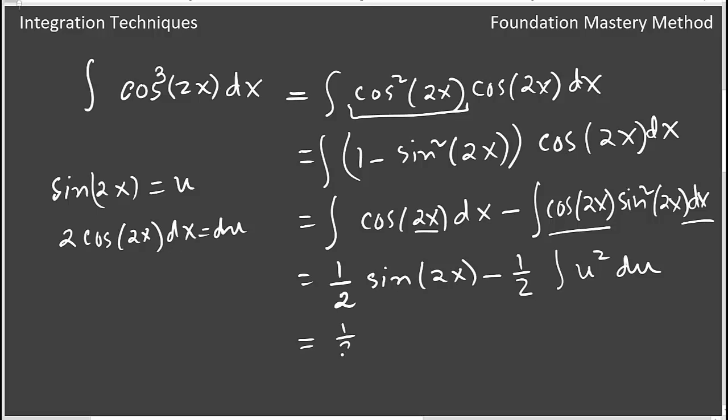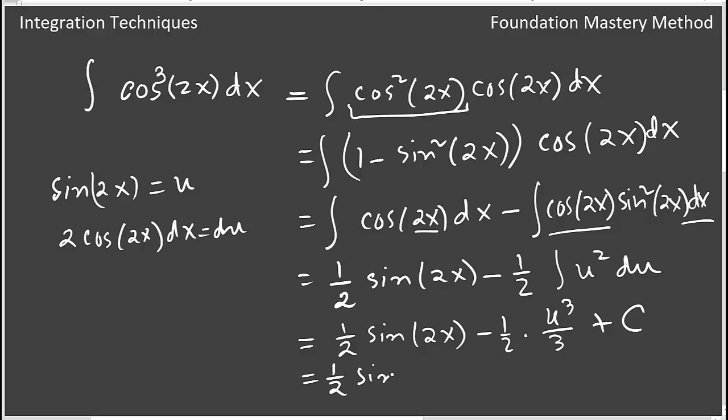Now when you take the integral, you get 1/2 sine 2x, which is already in the first term, minus 1/2 times u to the 3 over 3 plus the integral constant. Now we want to put our u back, which is sine 2x. So you get 1/2 sine 2x minus 1/6 sine cubed 2x plus the integral constant. We are done. Thank you.